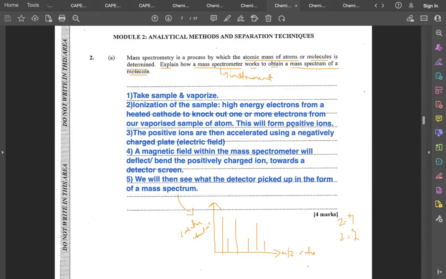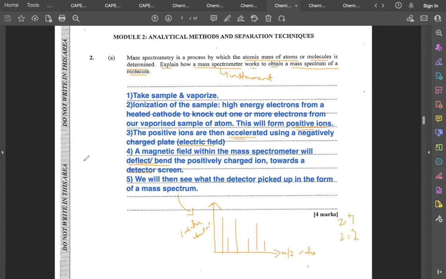So then after we form our positive ions, we're gonna accelerate them, so speed them up, right? Within the mass spec, using a negatively charged plate or electric field, right? So we speed them up, so that's the acceleration step. Then we're gonna deflect them using a magnetic field, so bend them, right, towards a detector screen.